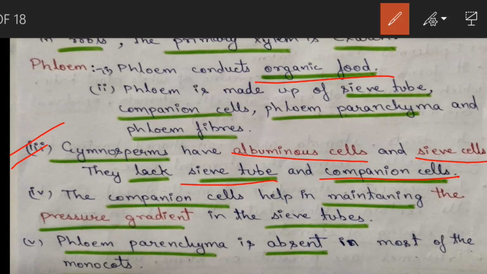Next, the companion cell helps in maintaining the pressure gradient in the sieve tube. So how is it done? The sucrose, which is actively transported to companion cell, diffuses through the plasmodesmata from the companion cell to the sieve tube element, and it increases the concentration gradient of sieve tubes and pressure gradient is maintained. Phloem parenchyma is absent in most of the monocot. It is also an important point, you can remember. These three points are very important.